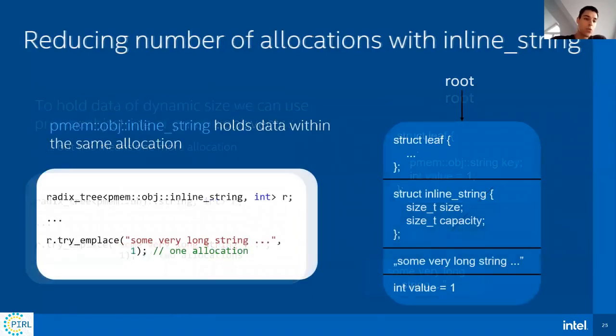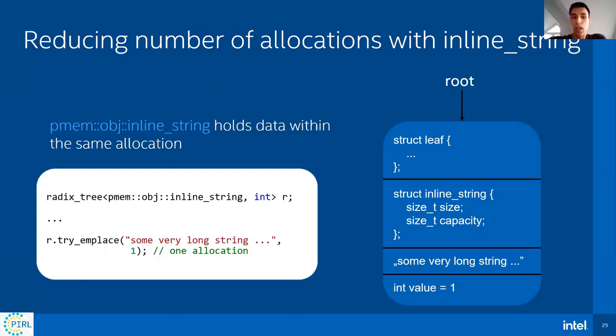So for that purpose, we introduced inline string. This data structure can hold the data within the same allocation and hence limit the number of dereferences. On the right, you can see a layout of leaf node for radix tree when we are using inline string. And you can see that all the data is stored within the leaf in the same allocation. And by the way, both key and value can be inline strings.